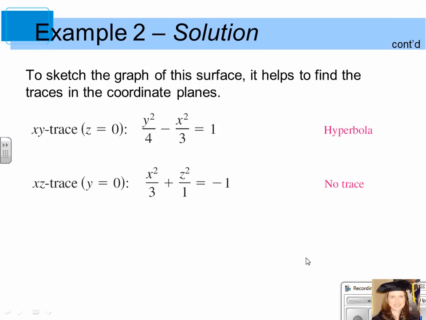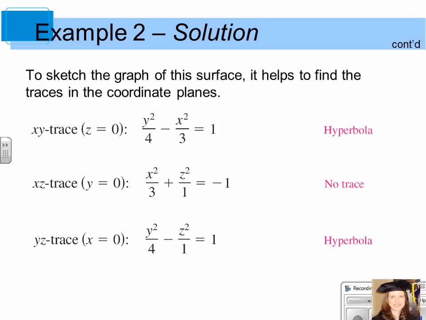All right, so the xz trace is found by setting y equal to 0 in the original equation and simplifying to get this equation. X squared over 3 plus z squared over 1 equals negative 1. Now that has no trace because it's impossible for two squared terms with positive coefficients to add up to a negative number. So on the xz plane, the graph is not going to have a trace.